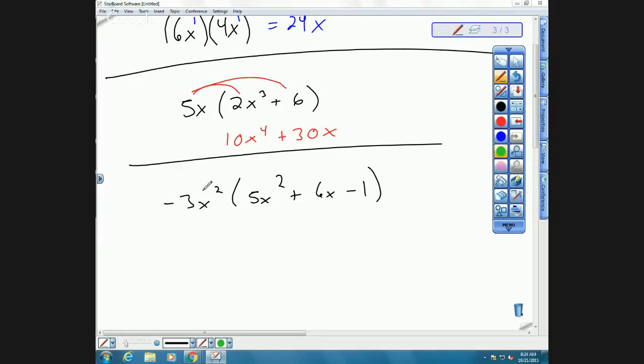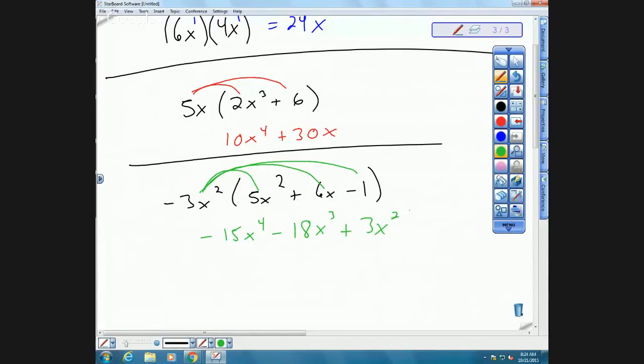So here I have this, take this 3x squared times everything in there. So negative 3x squared times 5x squared would be what? Negative 15x to the 4th. Negative 3x squared times 6x would be negative 18x to the 3rd, right? And negative 3x squared times negative 1 would be positive 3x squared.